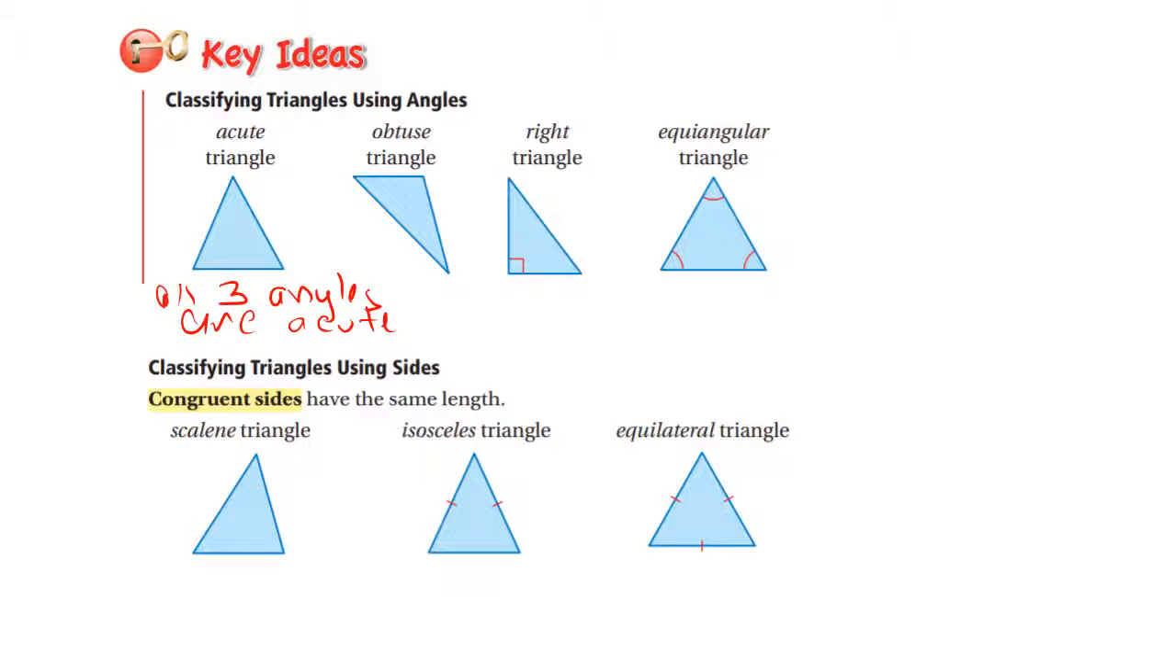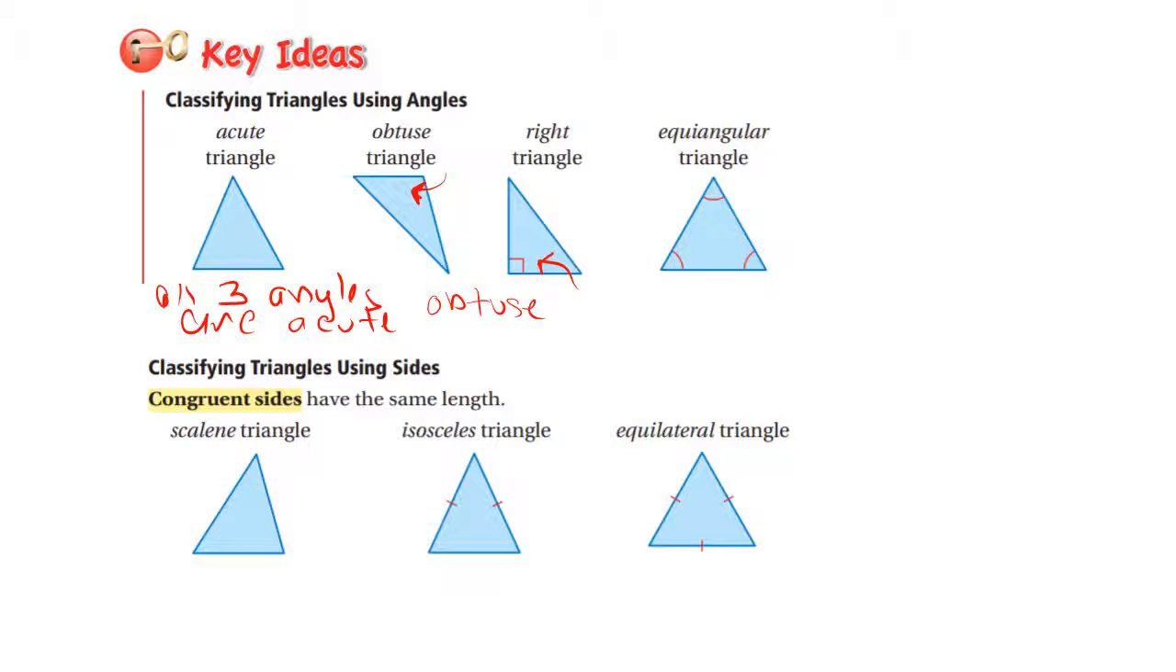She's meowing at me. Okay, the next kind is an obtuse triangle. An obtuse triangle means that just one angle right there is obtuse. And you can only have one obtuse angle in a triangle, otherwise it would not be a triangle. Next thing is a right triangle. It means that one angle is a right angle. There will only be one right angle in a triangle.